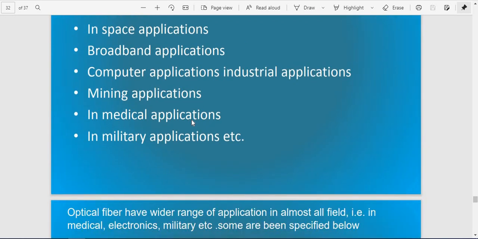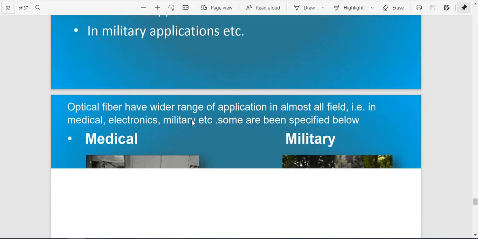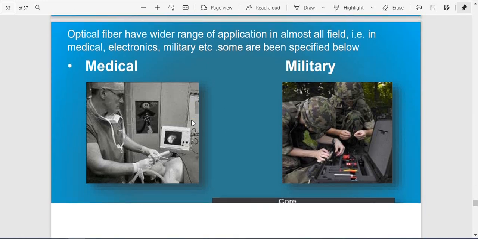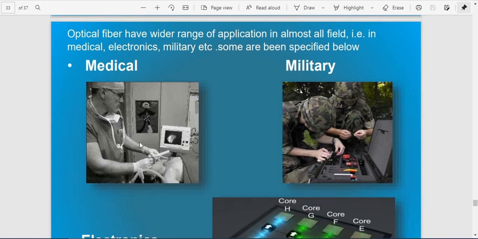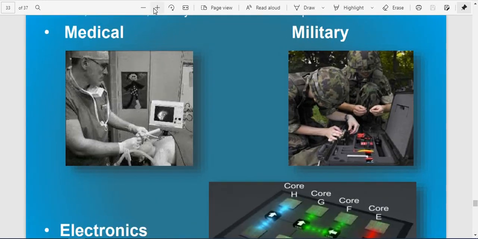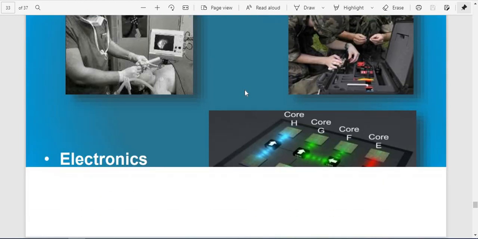Likewise, LEDs we are also using everywhere. As you see in the example pictures I gave, optical fibers have a wide range of applications in almost all fields. In medicines, you see, reductions and everything, as I just said. In the military also, as you can see in the picture, you can get the clarity. The person doing the operation uses a laser beam passing over there to detect what the problem is. Even in the military, to detect the target and everything, they put optical fiber cables.